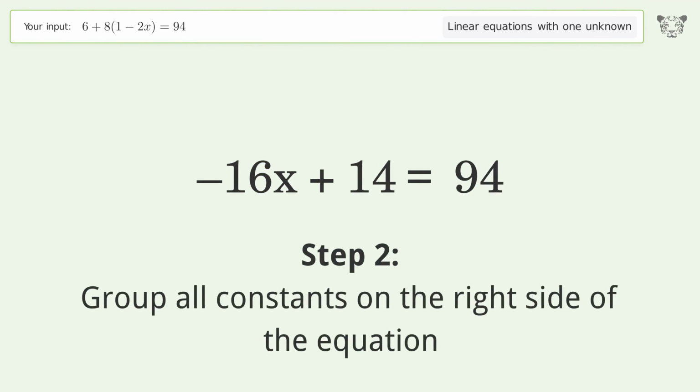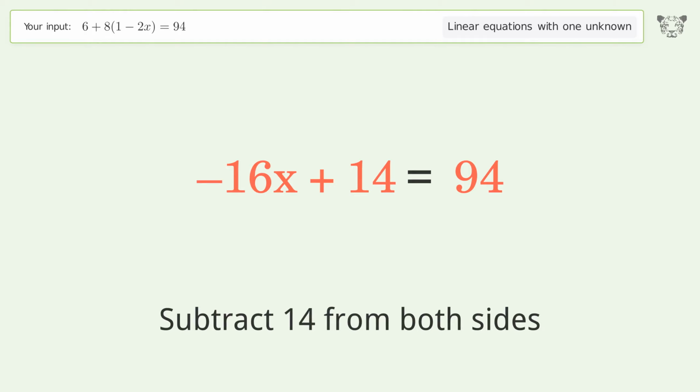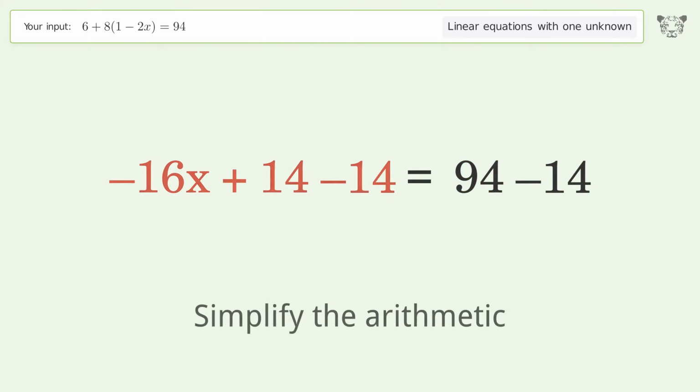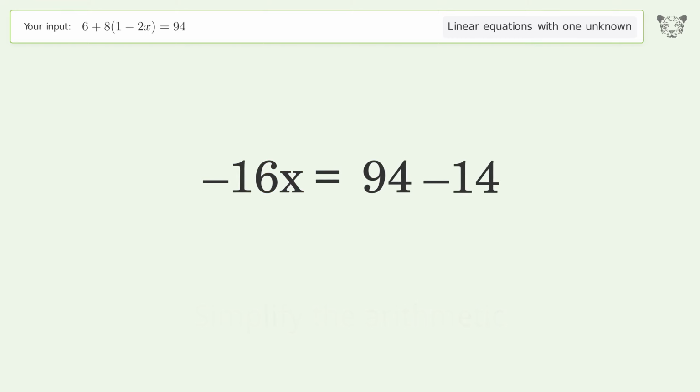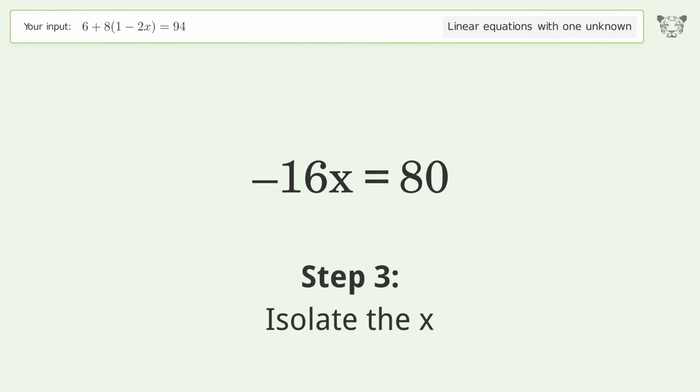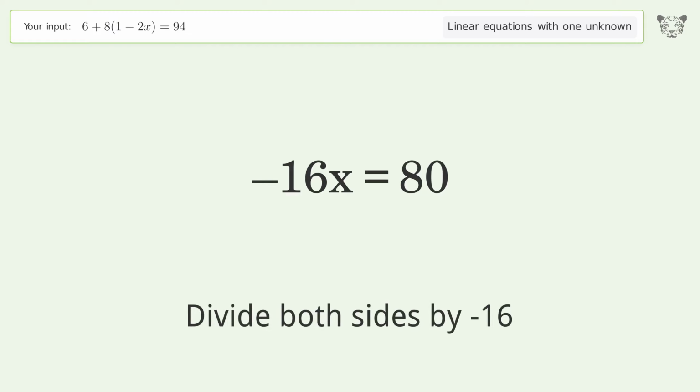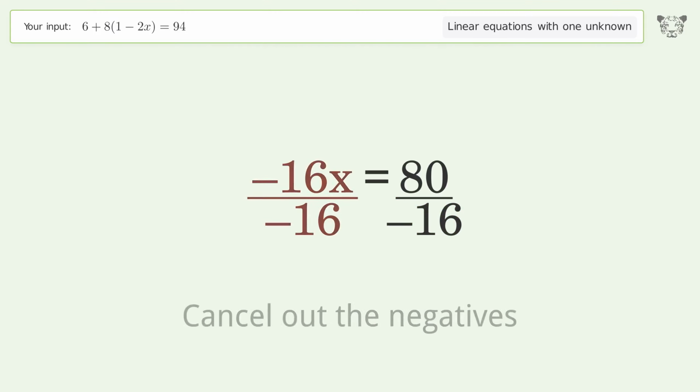Group all constants on the right side of the equation. Subtract 14 from both sides. Simplify the arithmetic. Isolate the x. Divide both sides by -16. Cancel out the negatives.